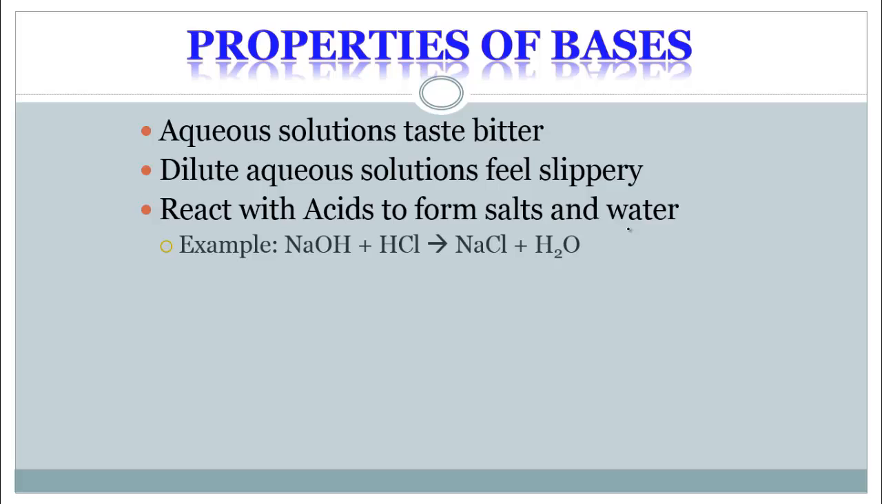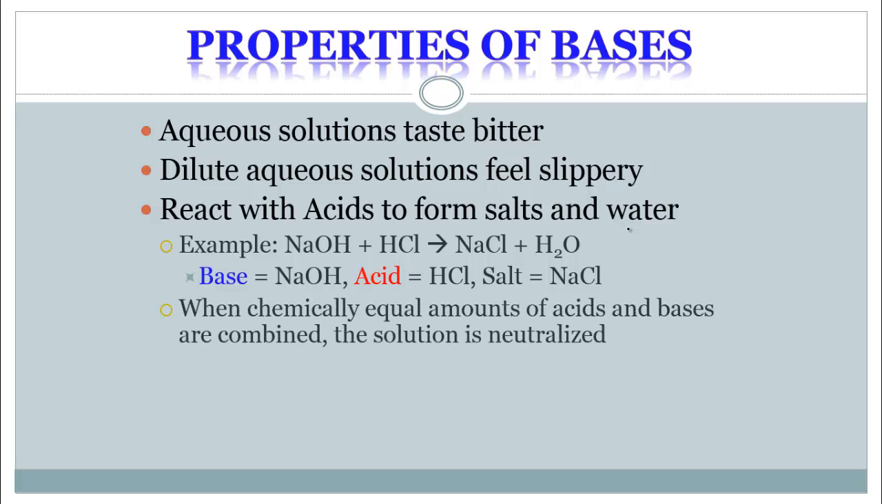So let's look at starting with a base. So we have NaOH plus HCl gives us NaCl and H2O. So our base is NaOH, or sodium hydroxide. Our acid is HCl, hydrochloric acid, and our salt is NaCl, or sodium chloride.